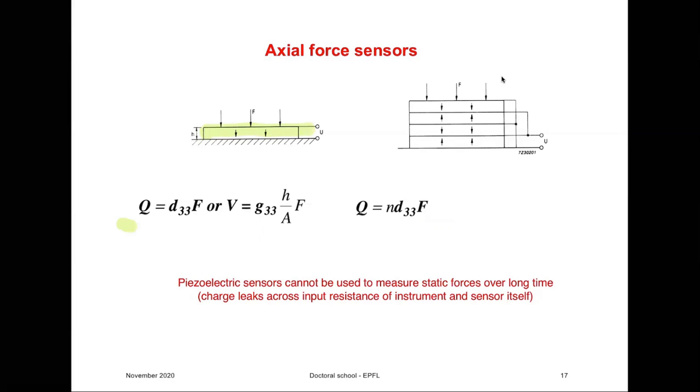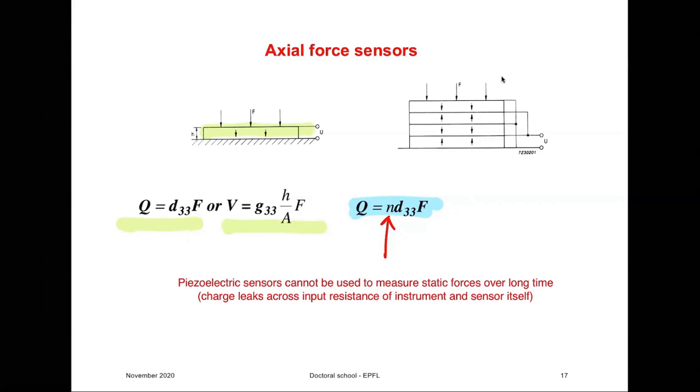So if you have one element, you either use Q or voltage to measure, but what you can also do, you can pile these elements in a series, mechanically in a series and electrically in parallel, and you will get that charge that is developed is proportional to the number of elements that you have. This is especially useful for quartz, which has a piezoelectric constant of only 2 picocoulombs per Newton. But if you put 2 of them, you will already have 4 and so on.